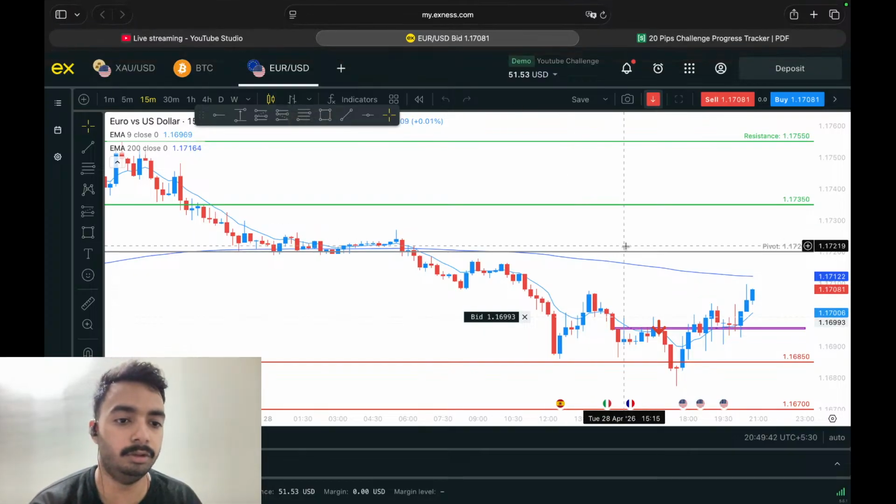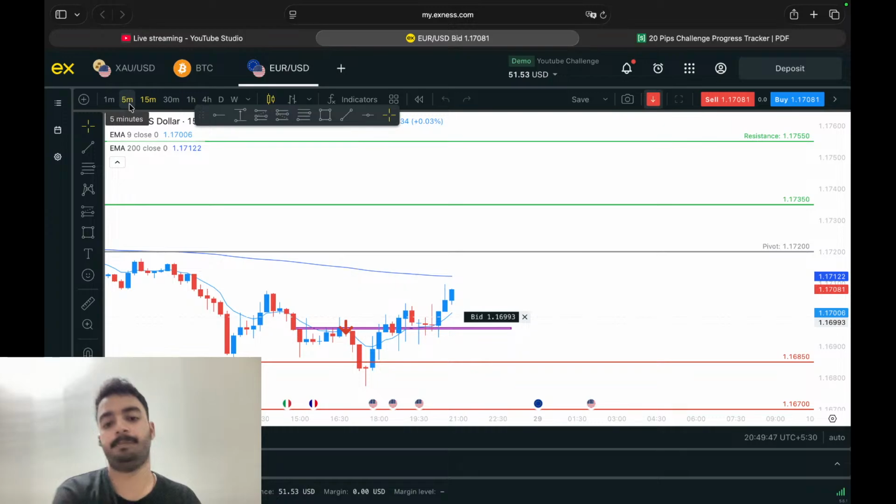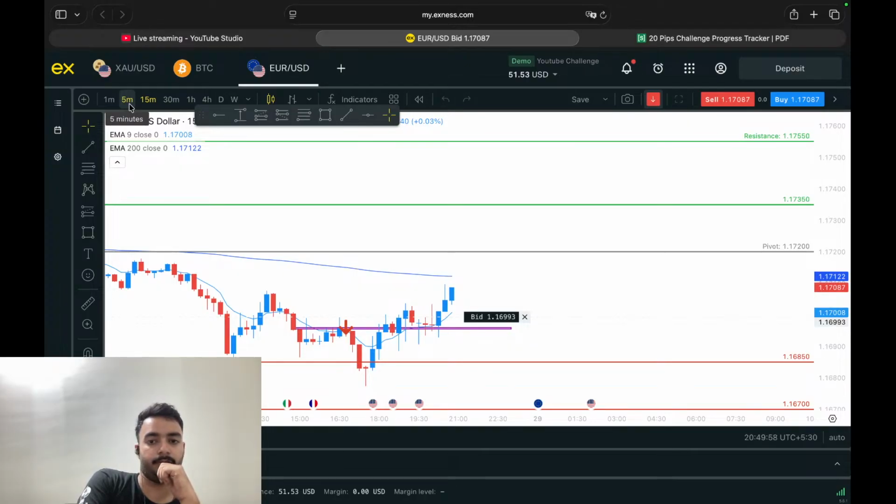Euro USD is going up, so I'll consider it a missed setup because we were actually bullish on Euro USD. We even analyzed and saw that at the start of the stream, and it's now going up.